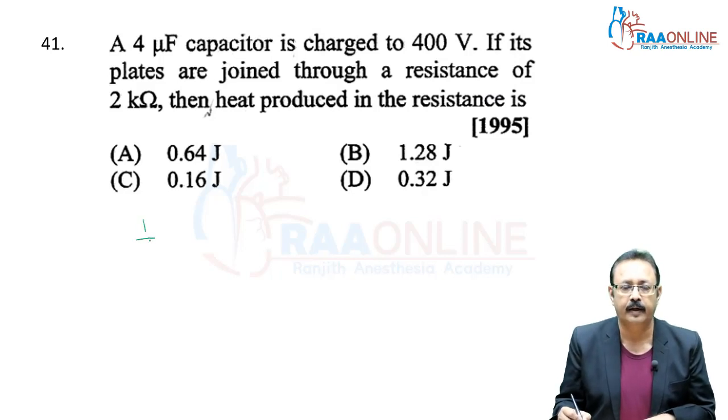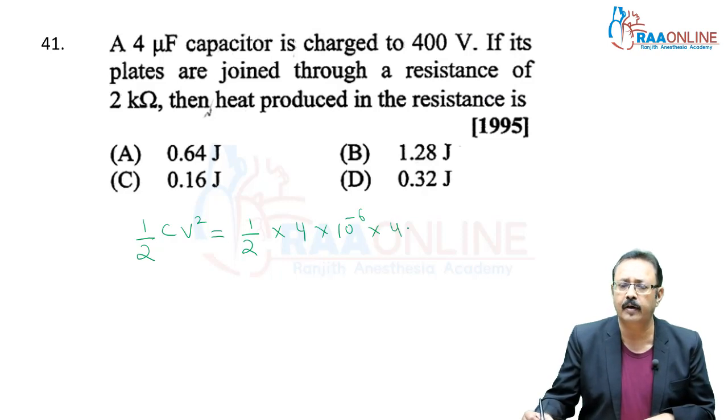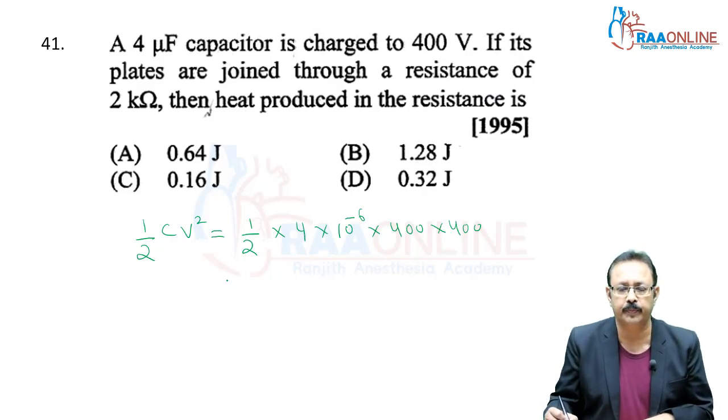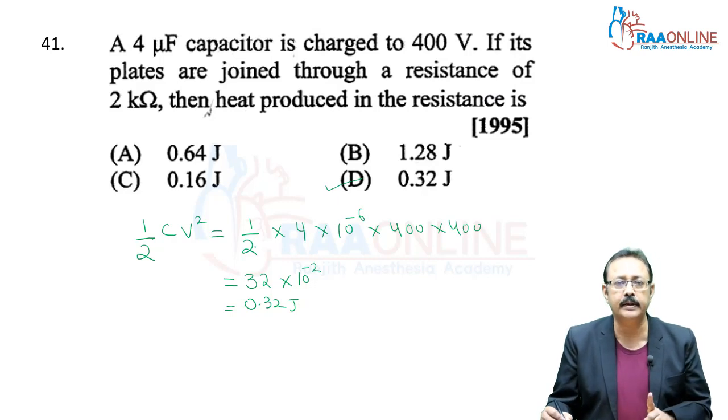So it is half CV square. C is 4 microfarad, not SI unit. Remove that micro. Now it is SI unit. What is V? SI unit only, 400. What is the number? 4 into 4 into 4 is 64, by 2 means 32. What is the power of 10? Minus 6 and plus 4, minus 2. It means 0.32 joule. So we will go with option D, 0.32 joule.